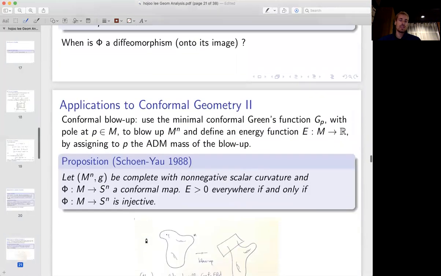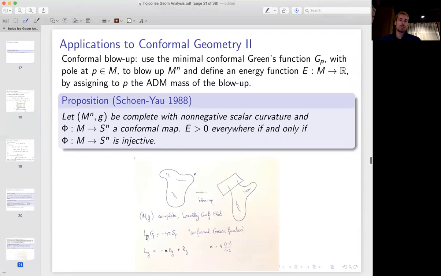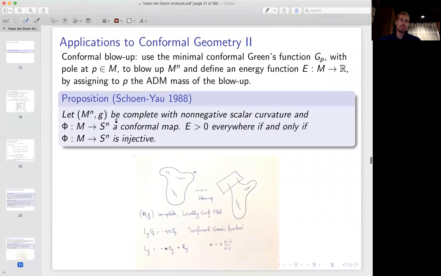And Schoen-Yau actually proved a wonderful theorem. They showed that if (M, g) is a complete Riemannian manifold with non-negative scalar curvature and phi is a conformal map to S^n, then the injectivity of phi is equivalent to the positivity of the energy. And the energy is a quantity they define as the ADM mass associated with the blow up of the metric using the Green's function coming from the conformal Laplacian.